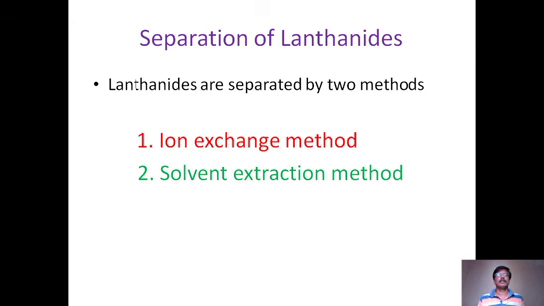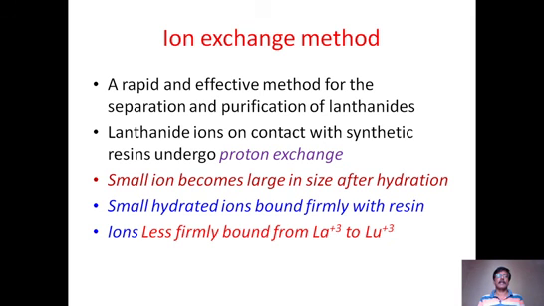Now, the most important part of this lesson is the separation of lanthanides. We have two different methods for the separation of lanthanides. One is the ion exchange method, another is the solvent extraction method. Let's take the ion exchange method first. It is a very simple and effective method for the separation and also for the purification of lanthanides. It is used for both purposes.